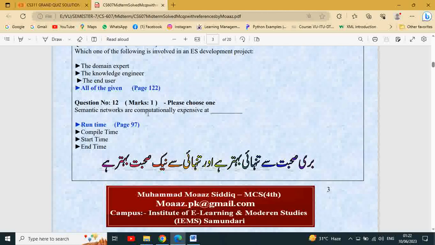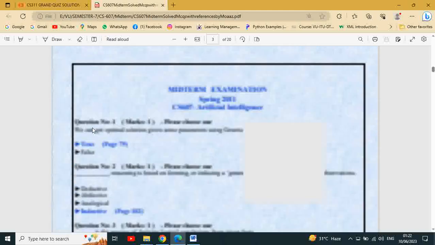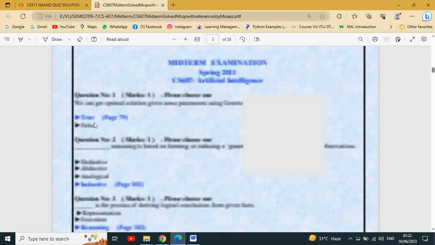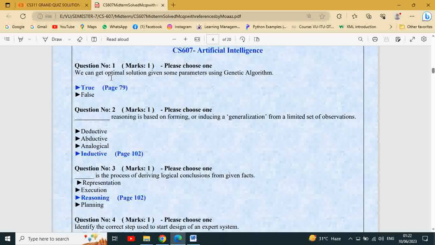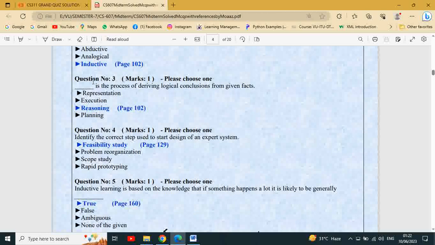Semantic networks are computationally expensive at runtime. We can get optimal solution given some parameter using genetic algorithm. True. Inductive reasoning is based on forming or inducing a generalization from a limited set of inductive observations. Reasoning is the process of deriving logical conclusion from given facts.